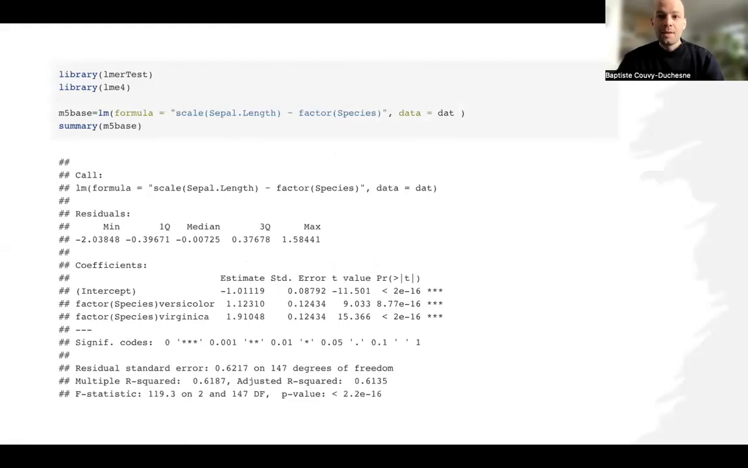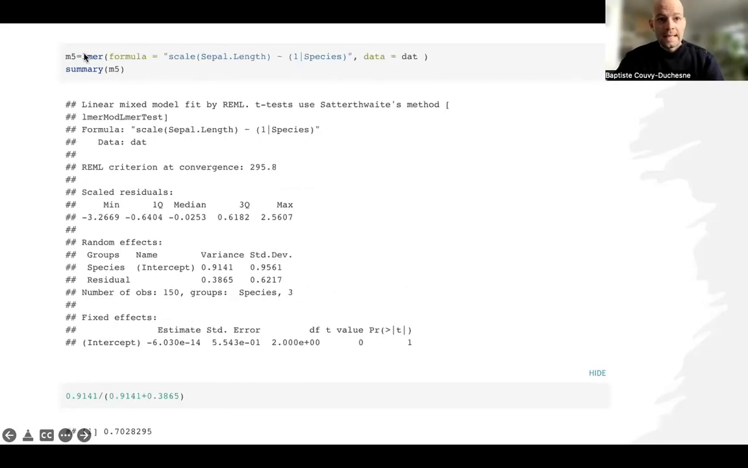I said that we can fit those random effects on highly dimensional data, but we can also fit it on a lower dimension. So just to compare the two, here's a simple linear model where we fit species as a factor, as a discrete variable. So we end up with two estimates of effect sizes of these two species compared to the reference species. And we end up with a multiple R-square of 0.62.